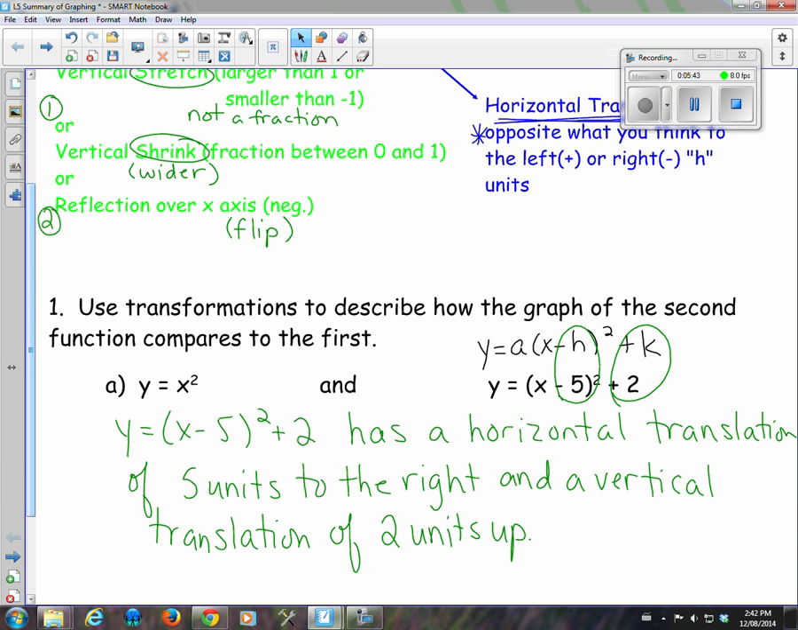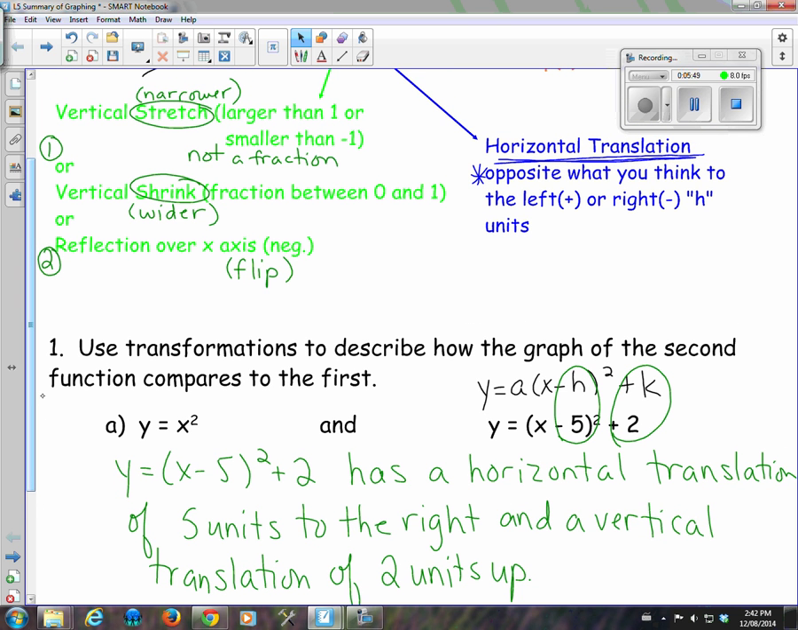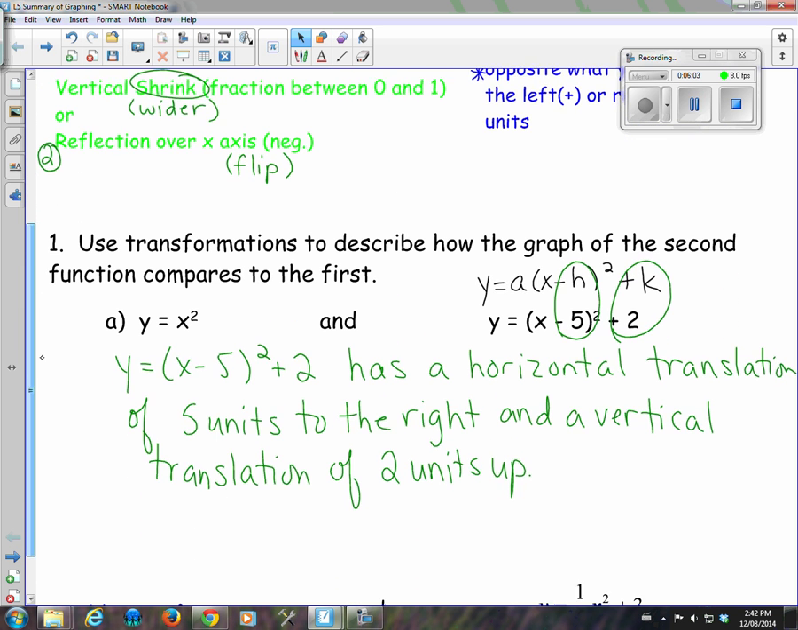To get a level 4, to get a perfect mark, you need to talk about horizontal translations, vertical translations, and which direction they're going, as well as vertical stretches or shrinks, or if it reflects over the x-axis.